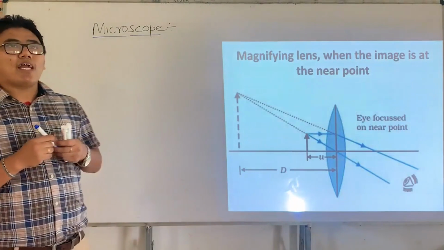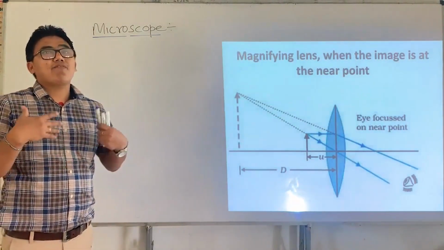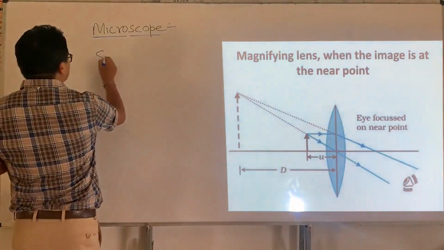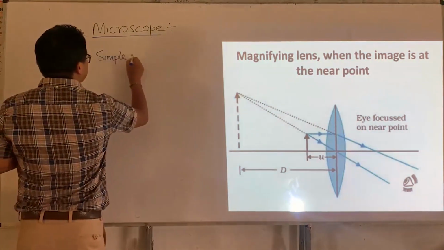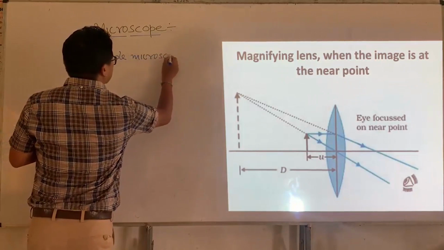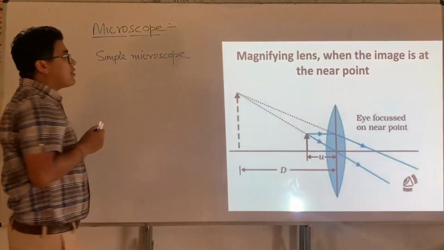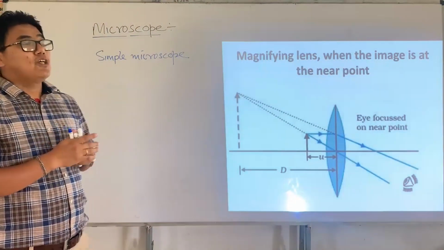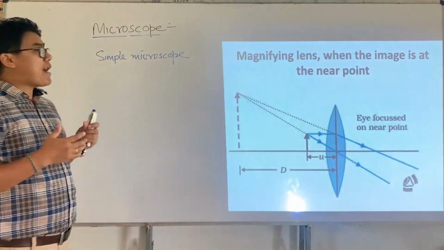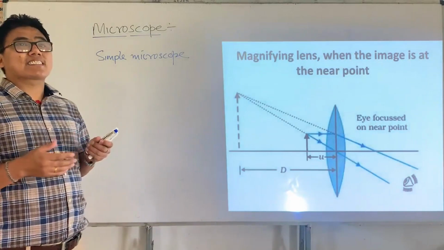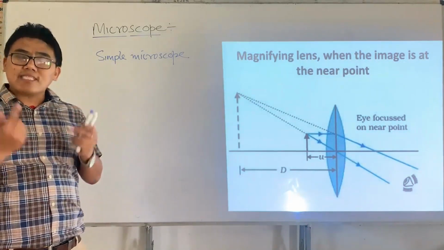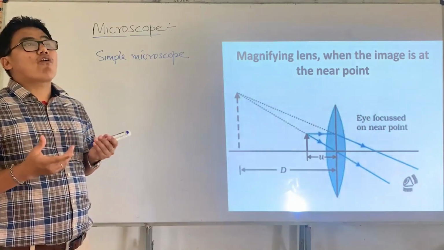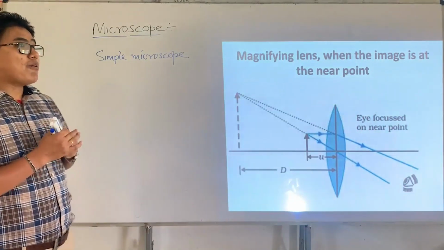First I would like to start with a magnifying glass, which is a simple microscope, which we call a simple microscope. Many a time we call it a magnifying glass or magnifying lens. Normally a simple microscope or magnifying glass consists of a single convex lens or converging lens with a short focal length.